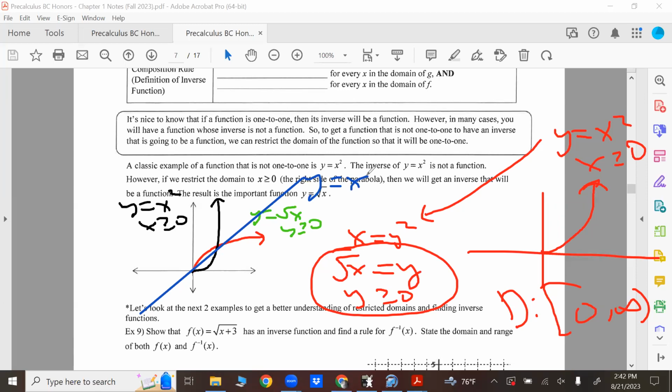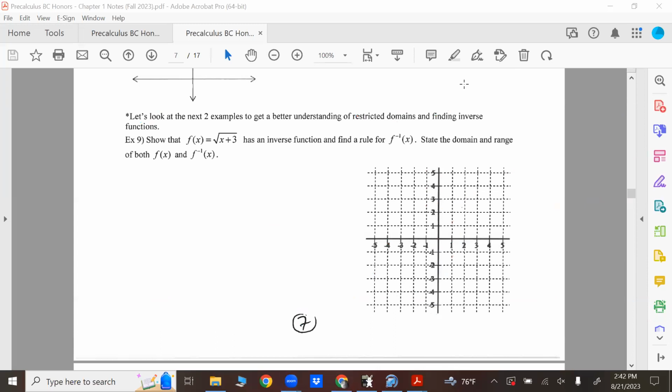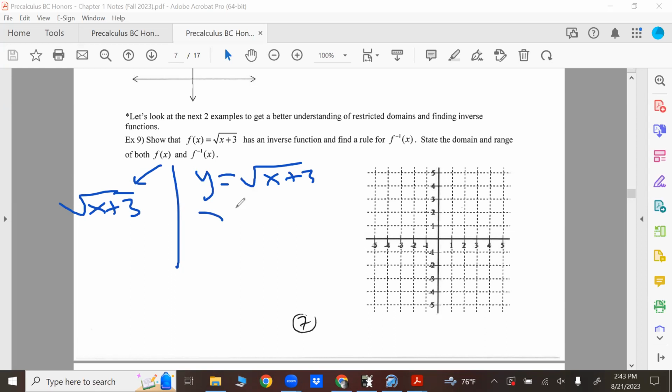Okay. So now let's do an example down below. Okay, example 9. You got root x plus 3. So let's do a little algebra here. So f of x is clearly this, right? Let's do the inverse. So initially I'm going to start with this, switch x and y. And what do I do after that? Isolate y. How do I do that? Square both sides, great. Perfect.